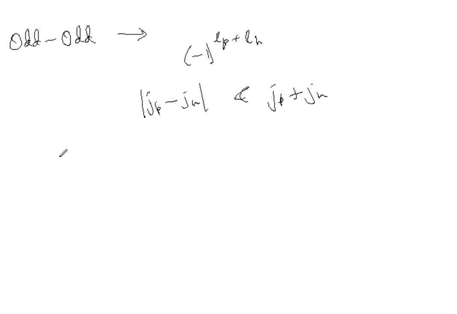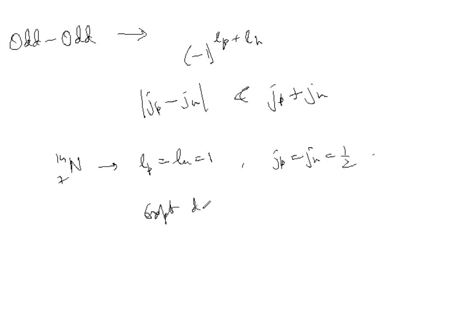Let us take an example, say 14 nitrogen, Z equals 7. Here L_P is equal to L_N is equal to 1 and J_P is equal to J_N is equal to half. And you see the experimental data for spin and parity of the ground state. What does it show? It basically indeed shows 1 plus.